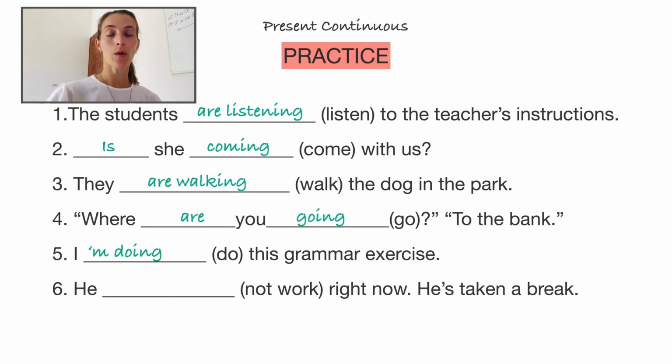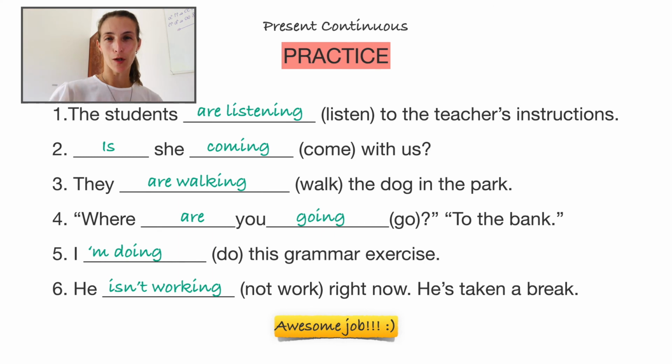And finally, we have a negative sentence. Fíjense que entre paréntesis tenemos not work. Entonces, tenemos que la oración comienza con he, entonces vamos a decir he isn't working right now. No está trabajando en este momento. He's taking a break. Se tomó un descanso. So, he isn't working right now. He's taking a break. Right? Awesome job. Well done.